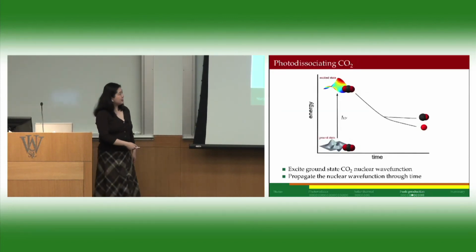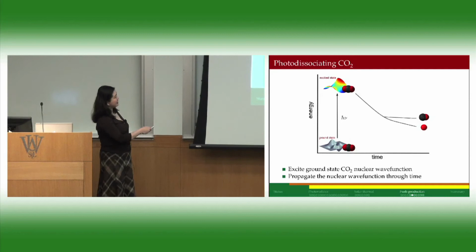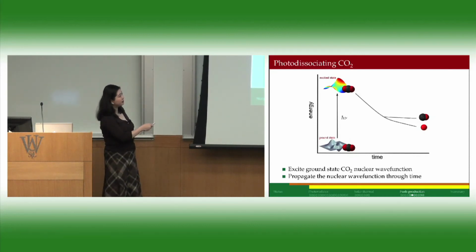And so again, this is the same process you've already seen before. You have carbon dioxide here in the ground state, and you have an incident photon coming in, exciting it to an excited state, right? So same system you've already seen before in photovoltaics. And then what happens, of course, from this excited state is that CO2 would split into CO and O. So basically what we want to do is model this process.